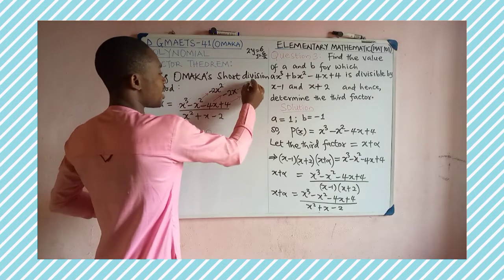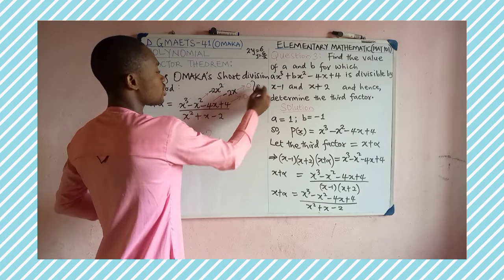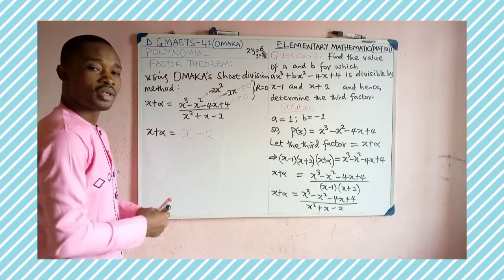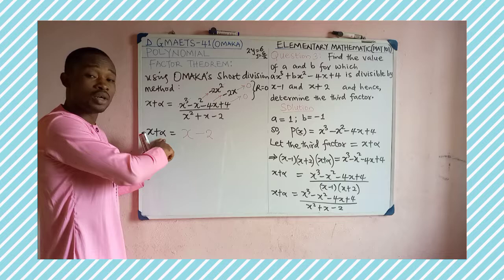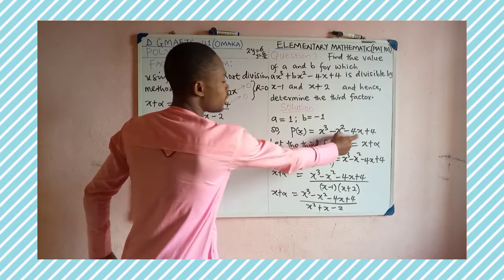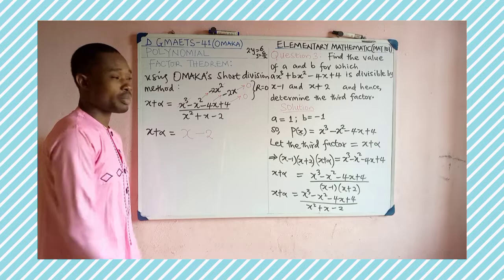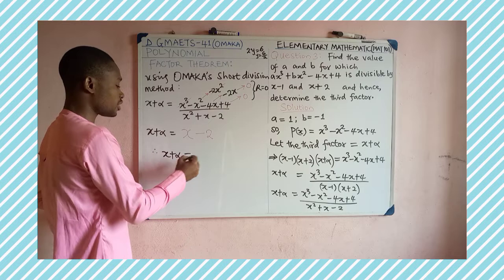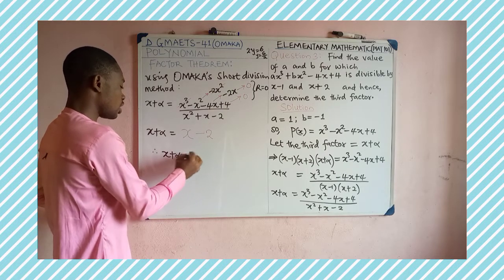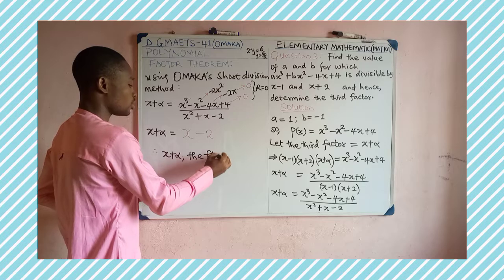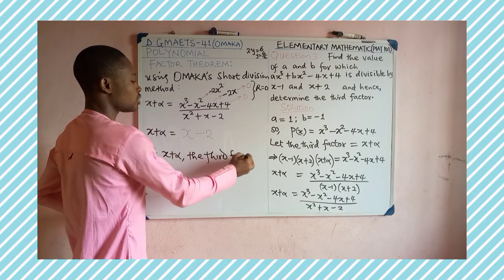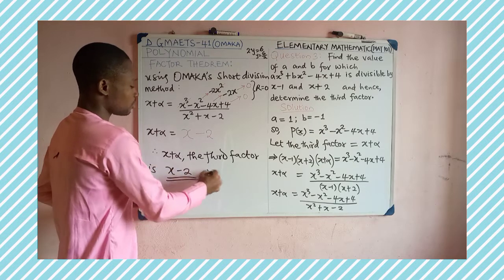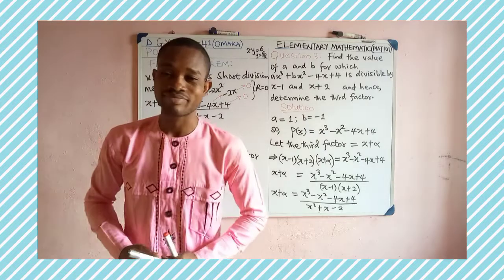So you see that at the end of everything, our remainder here is what? 0. Remainder is 0, is that not so? That's what we obtained here. It simply tells us that this x plus alpha we are looking for is actually a factor of this polynomial. Remember factor theorem. Remainder is expected to be what? 0. Therefore, consider x plus alpha the third factor. The third factor is x minus 2. So that's the solution to this problem.